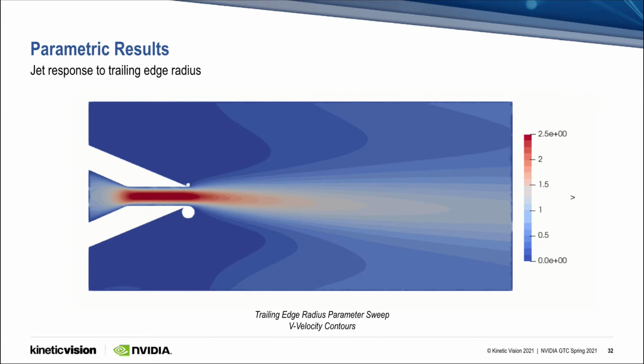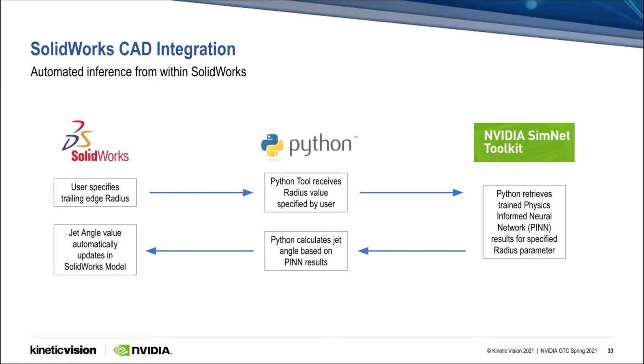So now that we have some results coming out of SimNet, it's time to look at how we integrate SimNet with SolidWorks. This just shows the flow that we designed for interacting with SimNet. We start off in SolidWorks, and the user is going to specify this trailing edge radius. We pass that value through Python into an interface with SimNet. Python is going to retrieve the data from the neural network and the results for that specified radius in the parametric run. And then we actually do some post-processing in Python also to take a look at the velocity profiles and calculate an average jet angle, and then relay that jet angle back into SolidWorks.